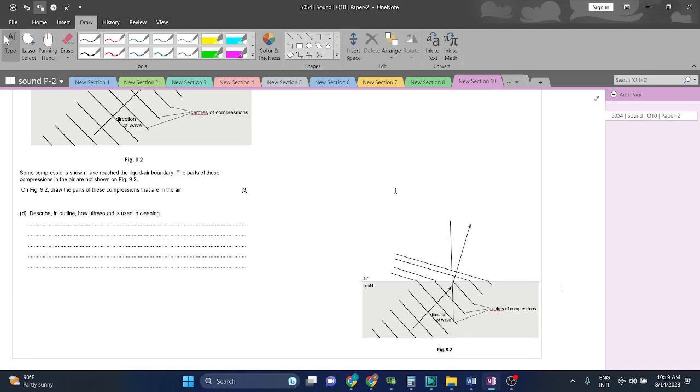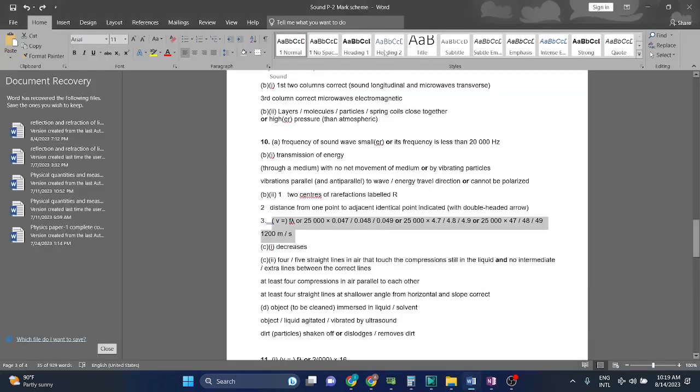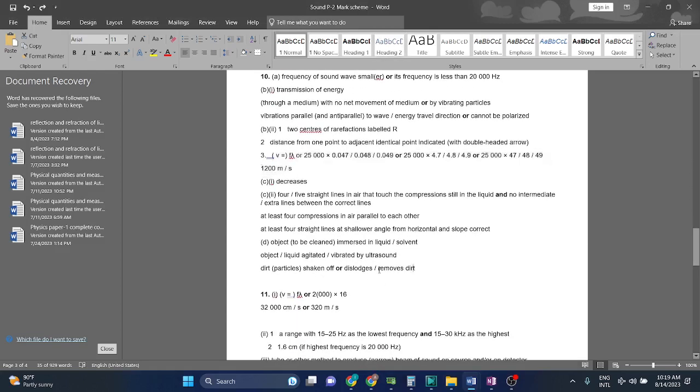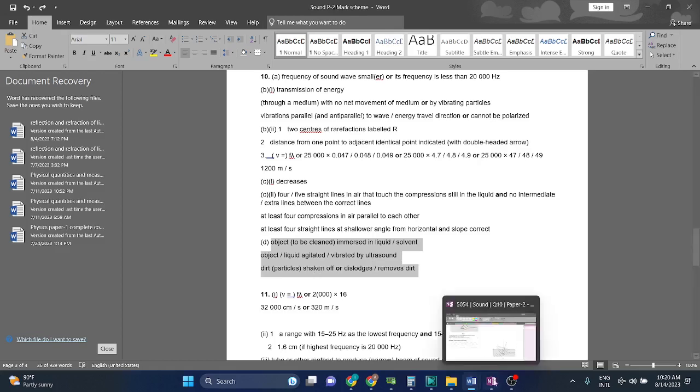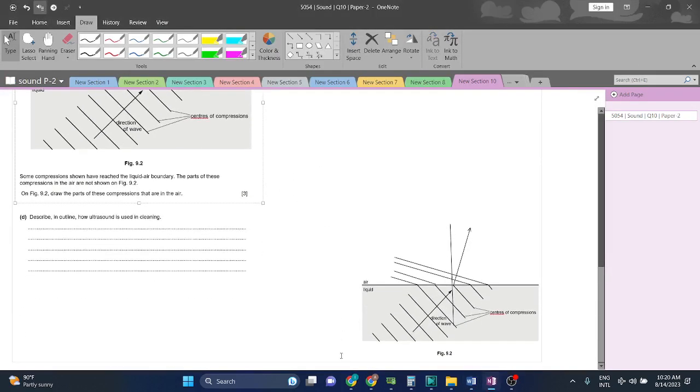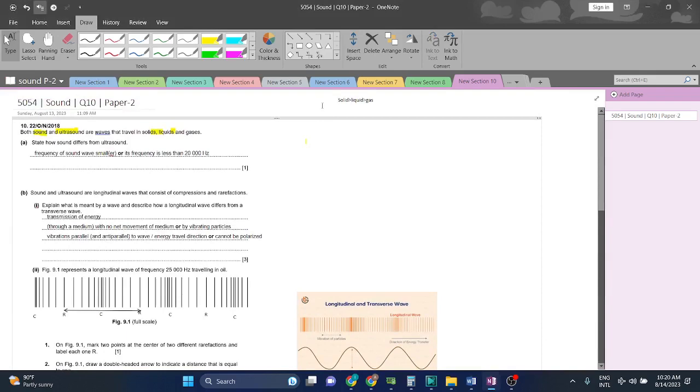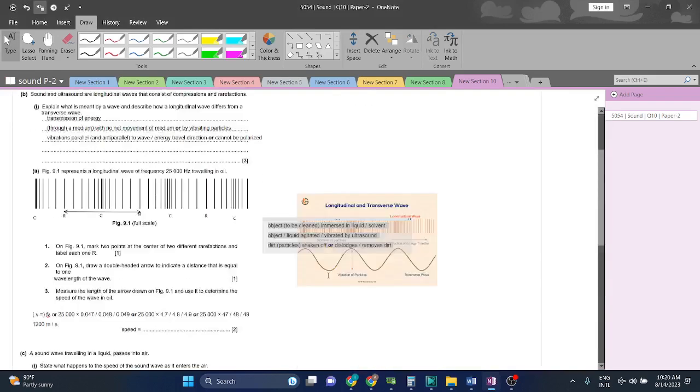And when the piece of jewelry is being vibrated, all the dirt or the imperfections कह रहा हूँ, all the dirt, गंदगी सारी, it vibrates off of the jewelry. मतलब shaken off हो जाती है from the jewelry. Solvent. Vibrated by ultrasound, dirt particles shaken off, dislodged, removes dirt. अब ये ले लेते हैं ऐसे.